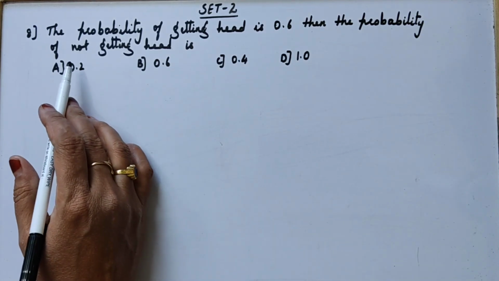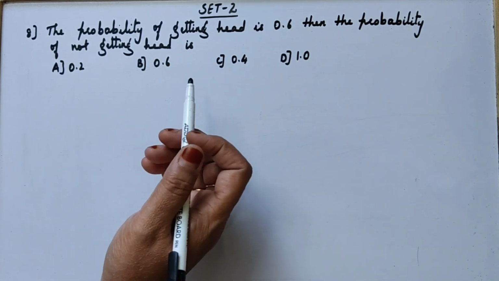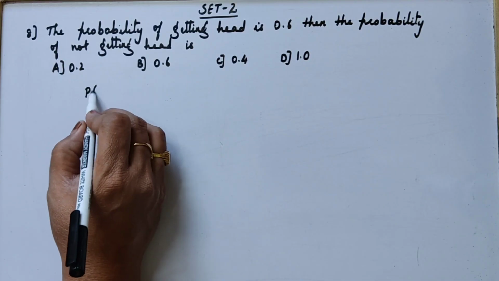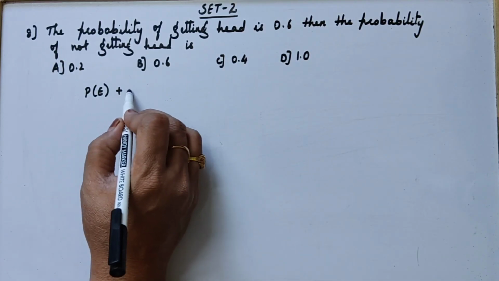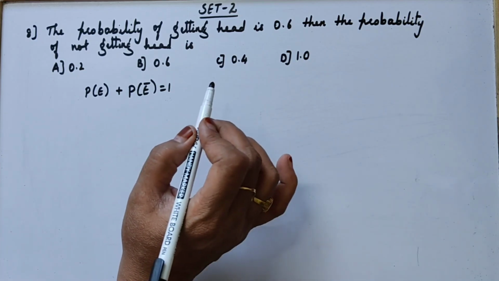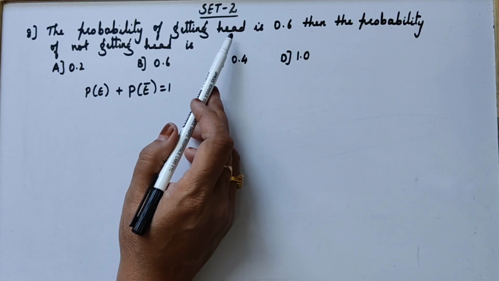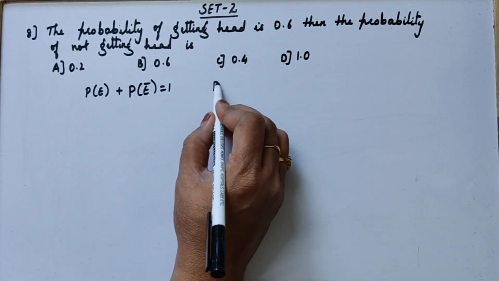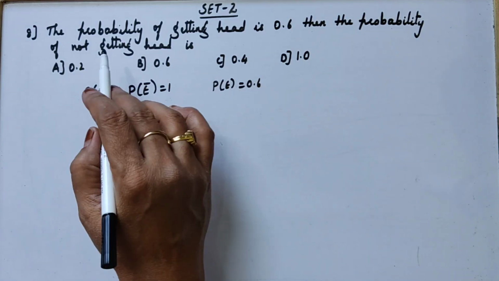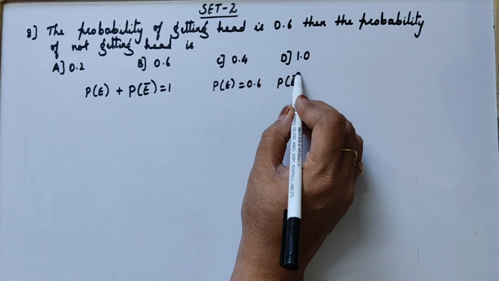Here we have got the next question. The probability of getting head is 0.6. Then the probability of not getting head is. Here we have got the formula P of E plus P of not E equals 1. This is the formula, right? Now here P of E, the probability of getting head, value is 0.6. The probability of not getting head, so P of not E we need to find out, students.